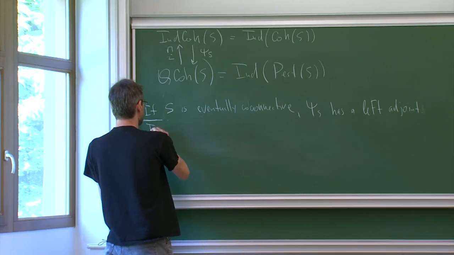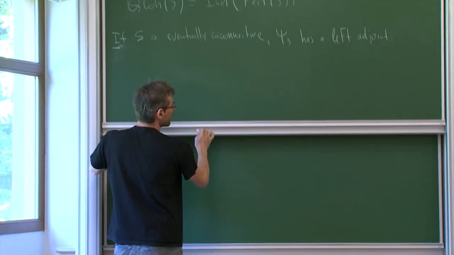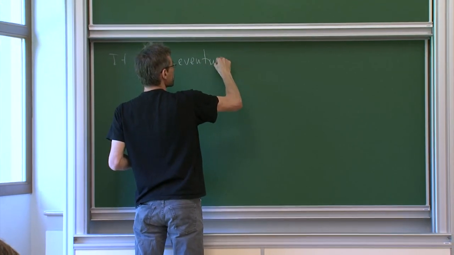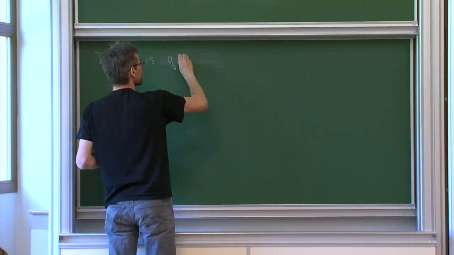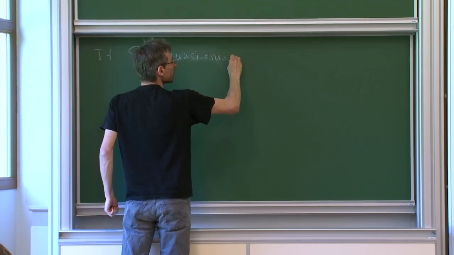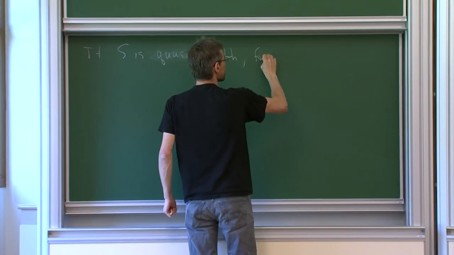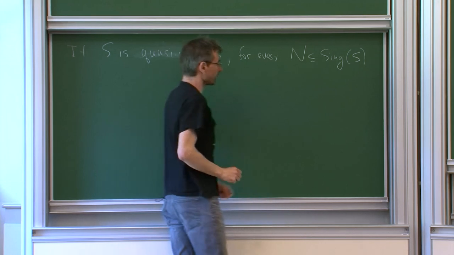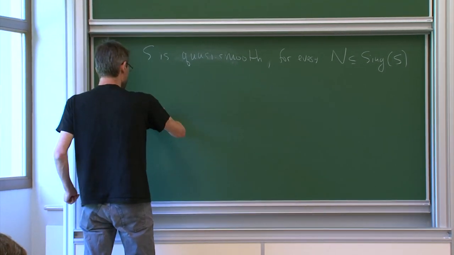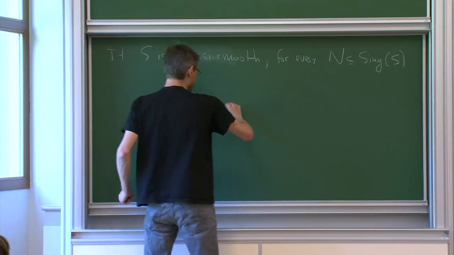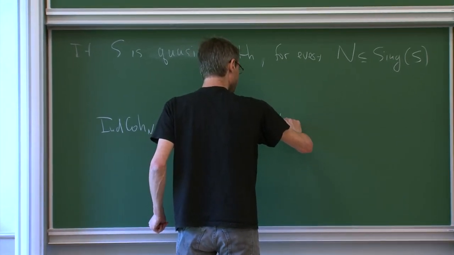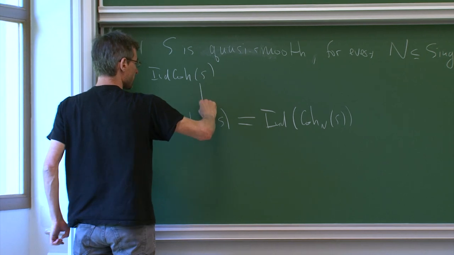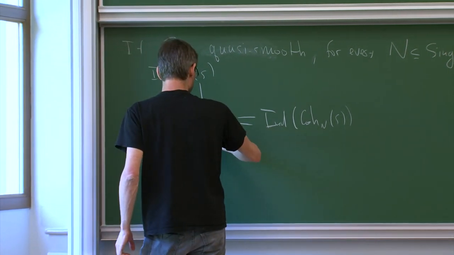So now, let's write it here. If S is eventually co-connective and quasi-smooth, we can introduce intermediate categories, namely for every n, which is a conical Zariski closed subset inside this thing that we called thing, we can define the category ind co n of S, which was by definition ind of co n. And this sits in between. So it's related by a pair of adjoint functors like so. And we're going to use these functors today.